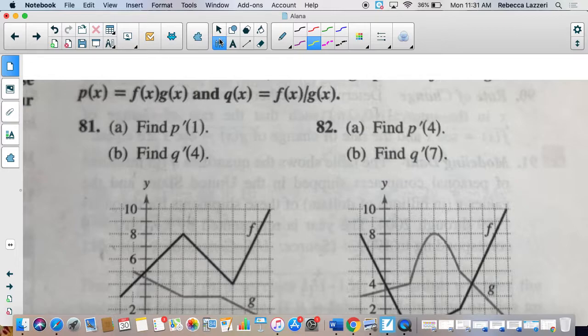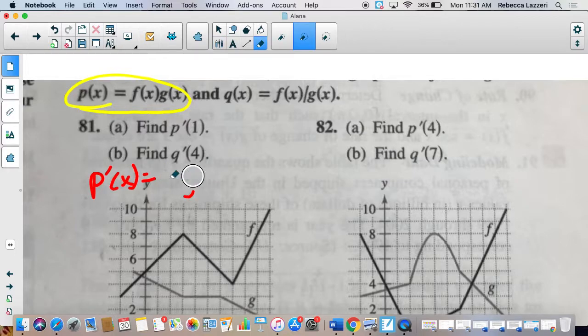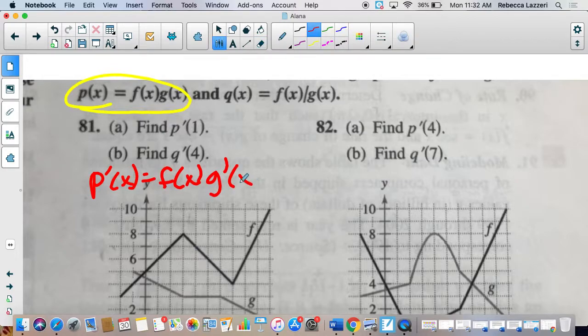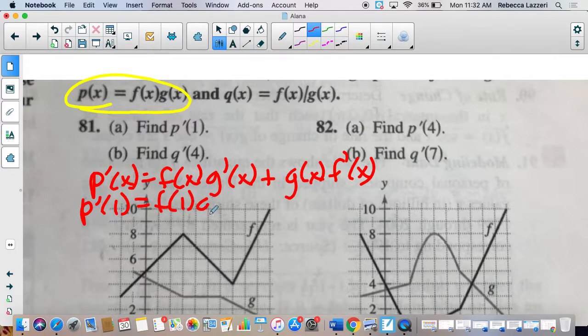So this is graphically. First of all, here's P of x. So let's find P prime of x. P prime of x is first times derivative of the second plus the second times derivative of the first. I won't be that lazy. I need the x in there. First times derivative of the second plus the second times derivative of the first. All right, so P prime of 1 is equal to F of 1 times G prime of 1 plus G of 1 times F prime of 1.